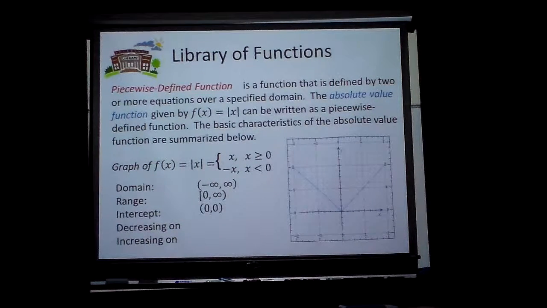All right? Now, the intercepts are at 0, 0. The x and y intercept are both right there. And decreasing means as you read from left to right, it is going down. So it is decreasing from the interval of what? Negative infinity to 0. And something I always want to point out. Decreasing and increasing are never brackets.